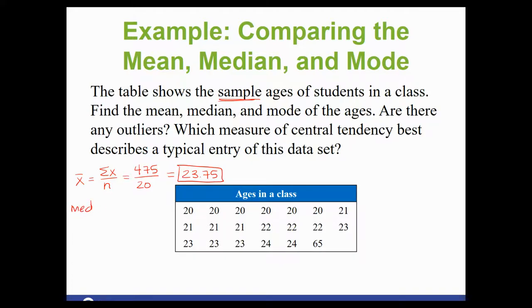For median, there's not a variable that represents median. We just typically write it as MED. Conveniently, everything in our chart is in order. So I could do the same thing I've done previously and slash through them as I go. I'm just going to underline so I don't lose my numbers.